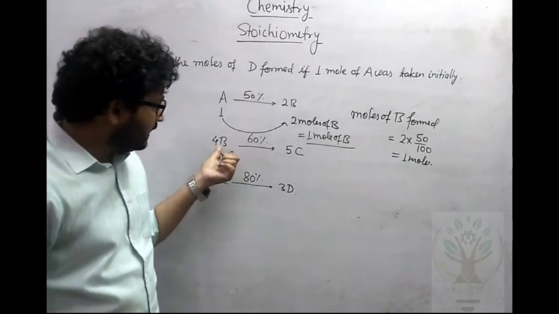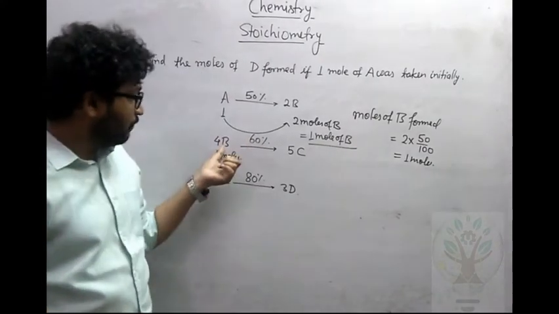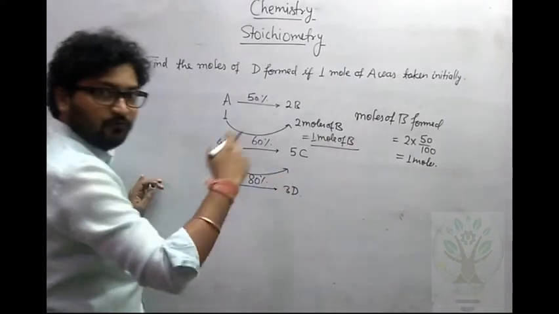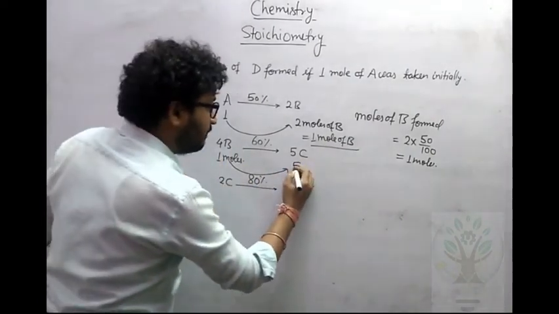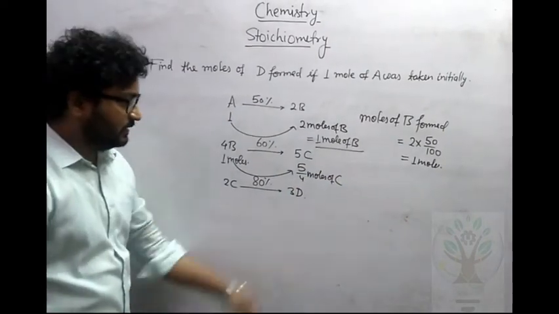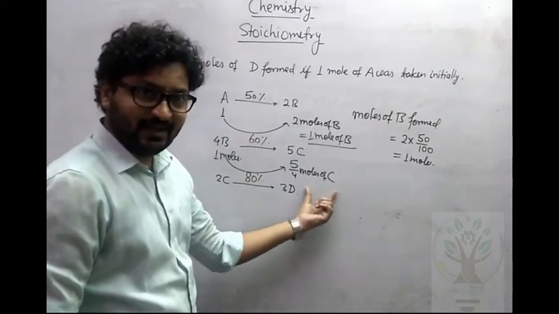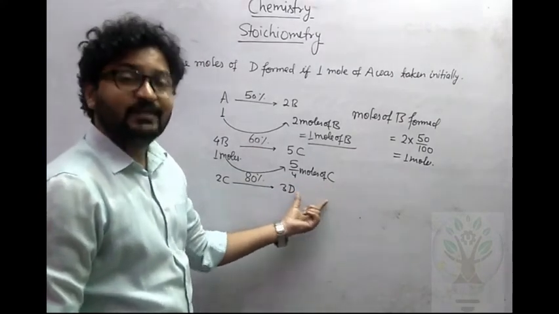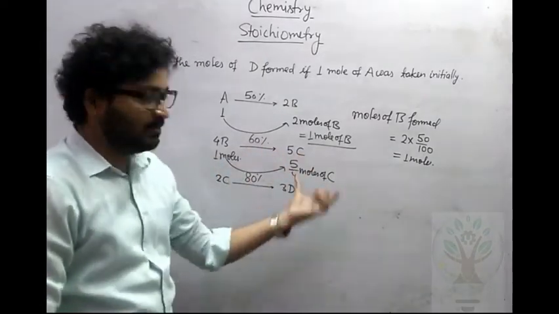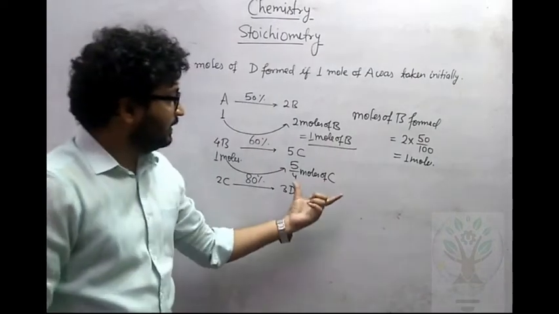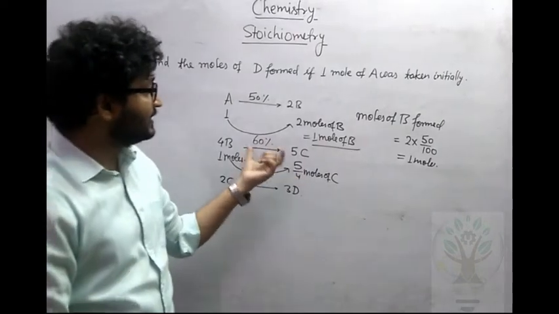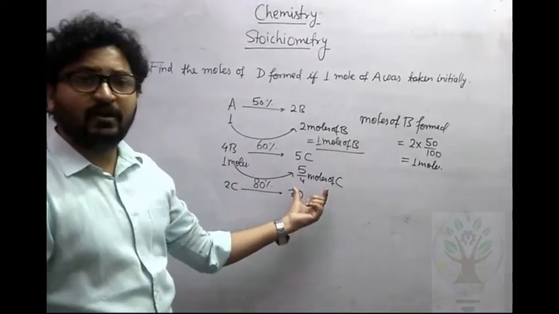4 moles of B form 5 moles of C. So 1 mole will form how many moles of C? 4 forms 5. So 1 will form 5 by 4 mole of C. But is this what is expected, or the amount you are going to get? This is your expected. Now you are just making the calculation. See, 4 gives 5, 1 gives 5 by 4. This is ideal, but this much amount you are not going to get. How much are you going to get? You are going to get just 60% of 5 by 4.